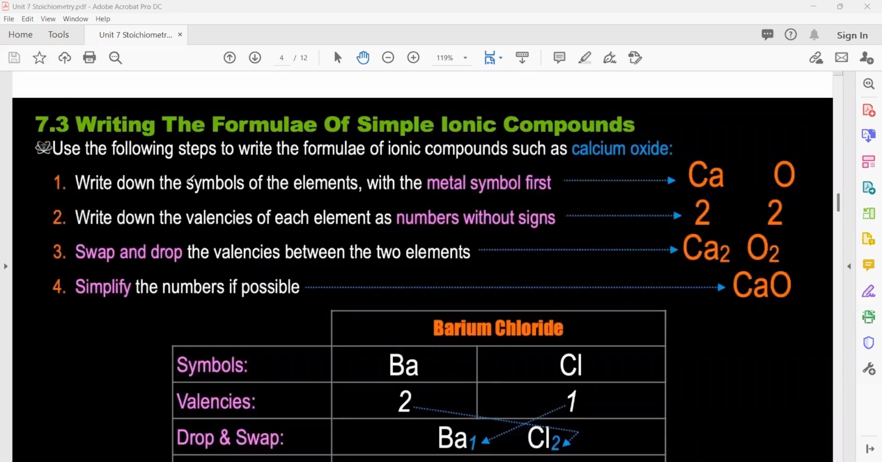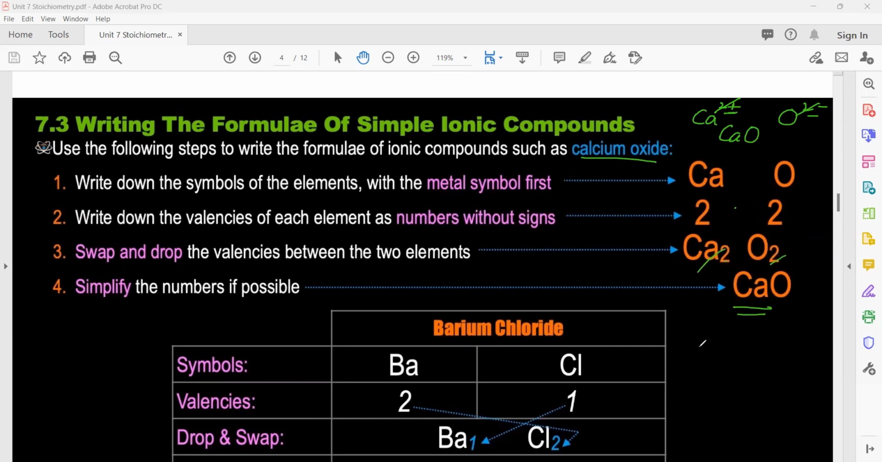Here once again they are telling you the formula, when you have to write the formula of simple ionic compounds. For example, they said calcium oxide. I told you before that calcium is 2 plus, oxygen is 2 minus. So if their valencies are the same and only the sign differs, plus one and minus one, you can cancel them. So the formula will become CaO, calcium oxide. You can see here, this is 2, this is 2, you can cancel.